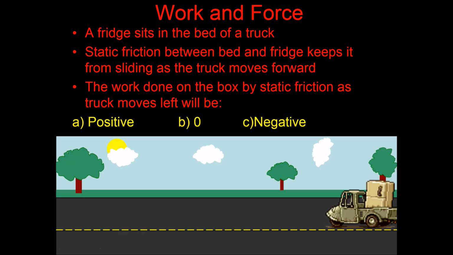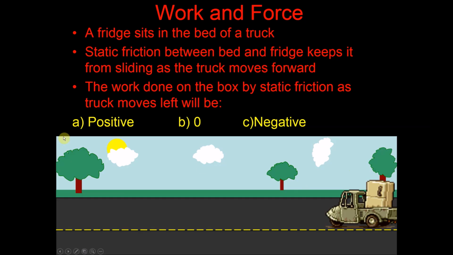Sometimes you can reason things out without even engaging with an equation. So here we've got a fridge that sits in the bed of a truck. This fridge is sitting in the truck bed, and we're going to have a force of static friction between the bed and the fridge. Somebody didn't tie their load down, and it's just that static friction that's going to keep this fridge from sliding out and causing a major road accident.